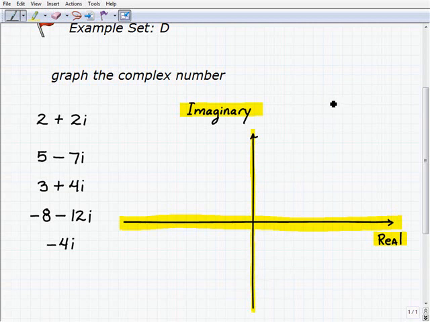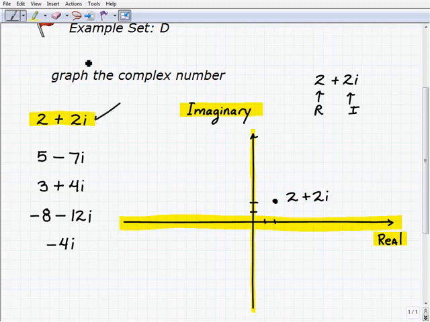So let's go ahead and start with our first one: 2 plus 2i. Just to do a quick review, you're going to plot 2 on the real number axis, and then you're going to plot 2i on the imaginary axis. So let's start here. 1, 2 on the real number axis is right there, and 2i is right here. That's 1i, that's 2i, so that's the point right there: 2 plus 2i, plotted on the complex number plane.